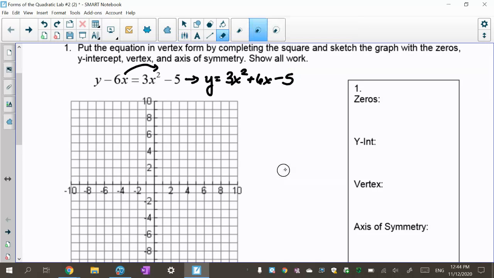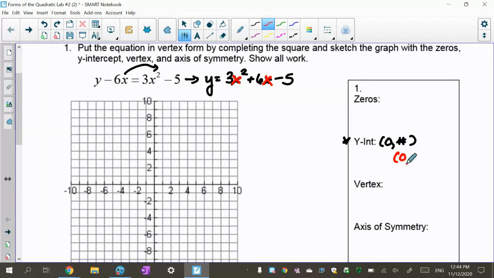Then right off the bat, I told you could do the y-intercept, because the y-intercept is 0 and a number. If I put zeros in the x spot, I'd see that my y-intercept is 0, negative 5. So I'm really glad about that. I'm actually going to put that on my graph right now. So I know 0, negative 5 is going to be there.